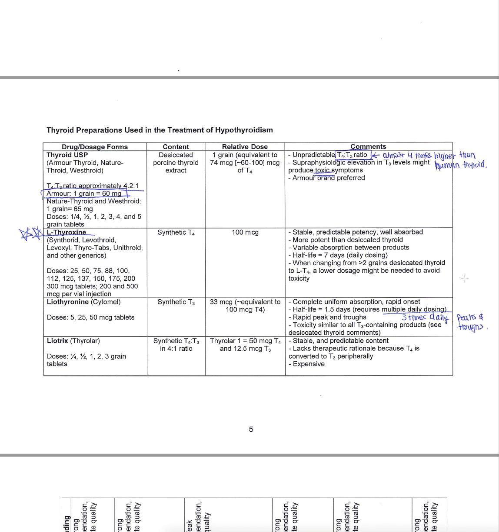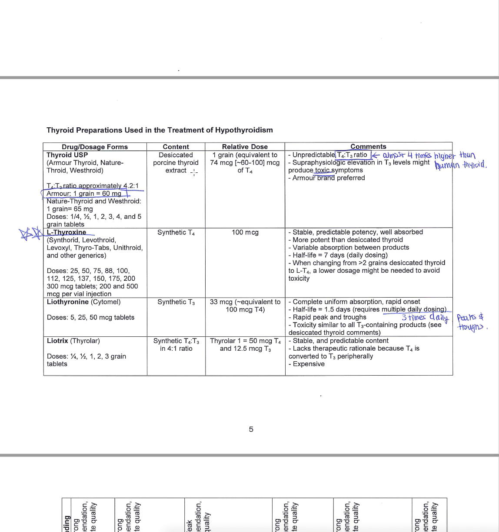So, like I said, there are not that many drugs for thyroid disorder. There are just a few for hypothyroidism and just 2 drugs for hyperthyroidism as well. So there are not that many drugs we need to remember. That's a good part. Thyroid USP, you probably know the brand name Armour Thyroid, which is the most common form on the market right now. Basically, this is desiccated thyroid extract.